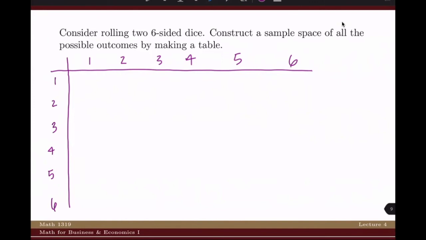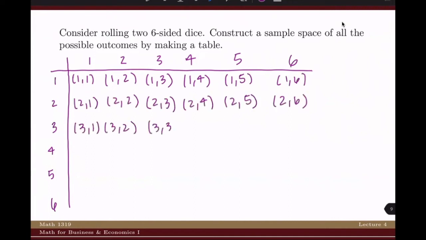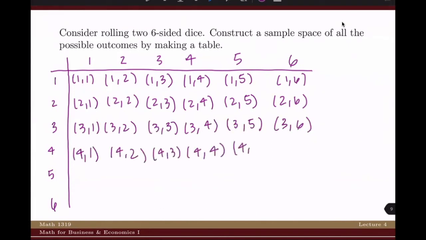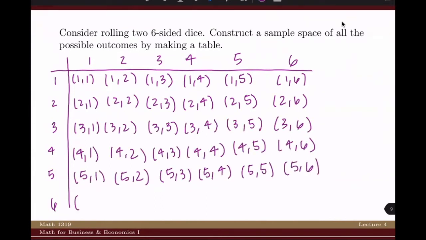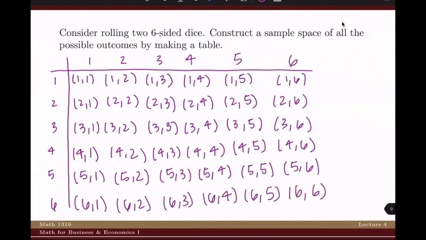So then we can start pairing these together. So I can get a 1 and a 1, a 1 and a 2, a 1 and a 3, a 1 and a 4, a 1 and a 5, a 1 and a 6. And I'm going to do this going all the way down this whole table. All right, now I finished that. So this is the sample space of all possible outcomes.